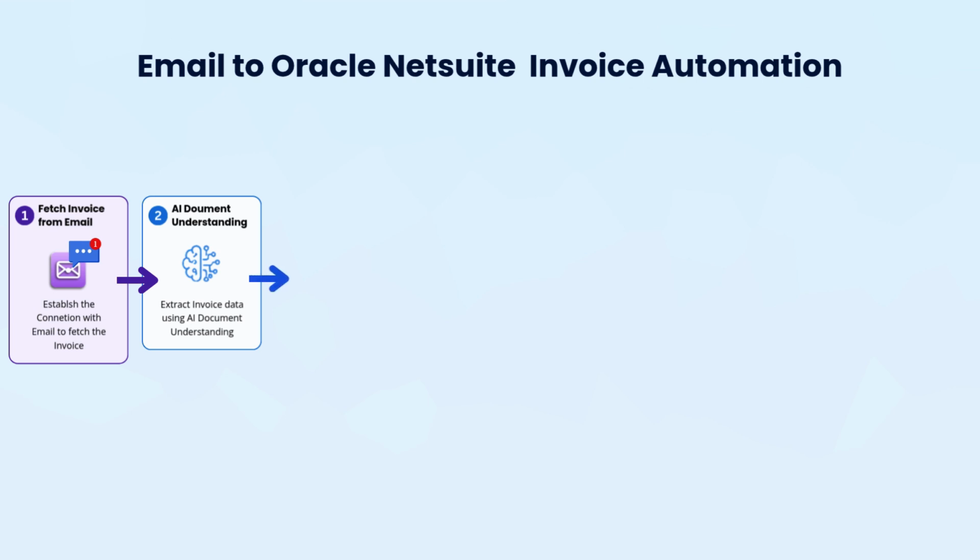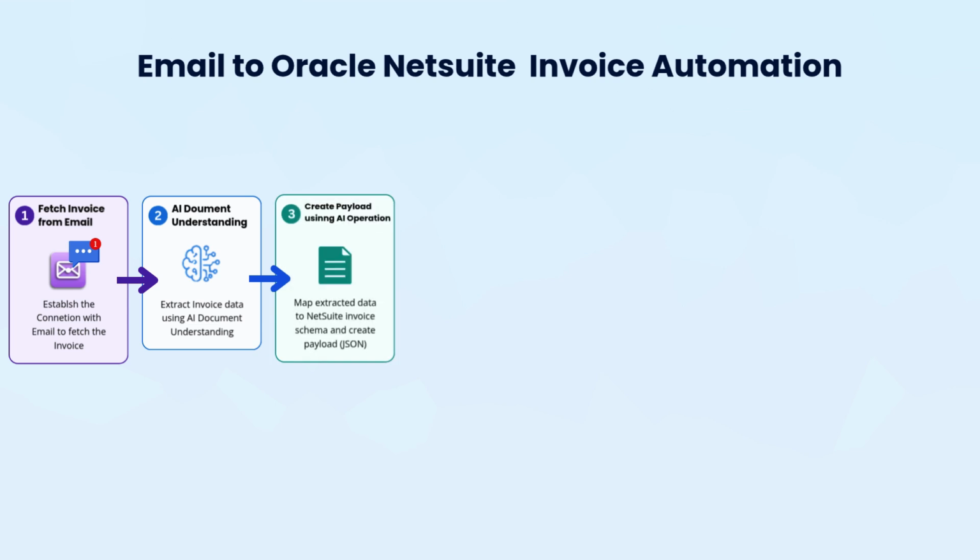Once the data is extracted, our AI operations layer transforms it into a structured NetSuite-compatible payload. This ensures the data is accurately mapped to NetSuite's invoice schema. Before posting the transaction, the system performs a series of real-time validations using NetSuite APIs.